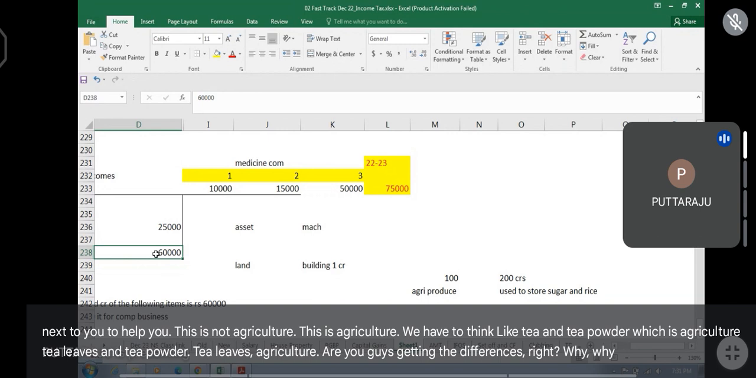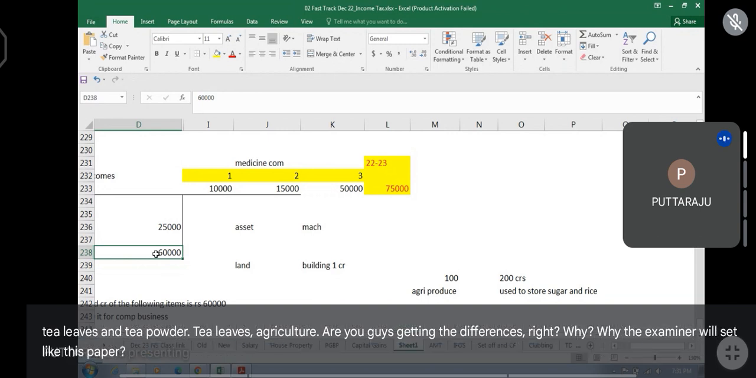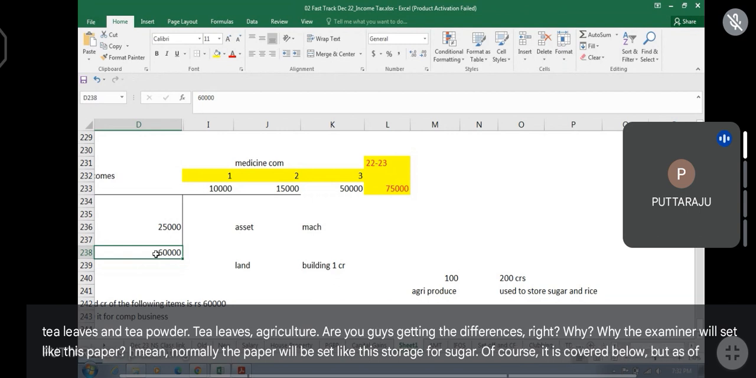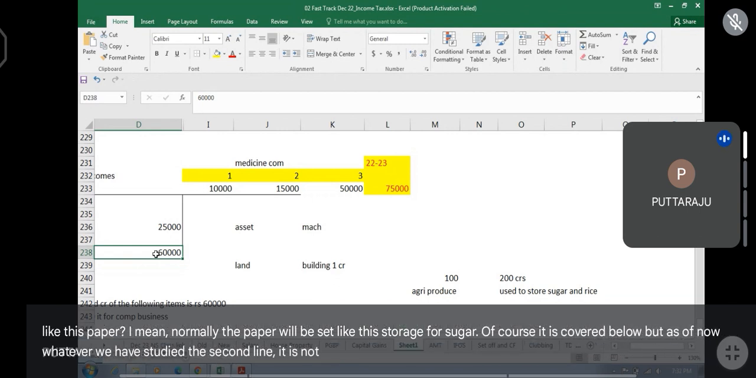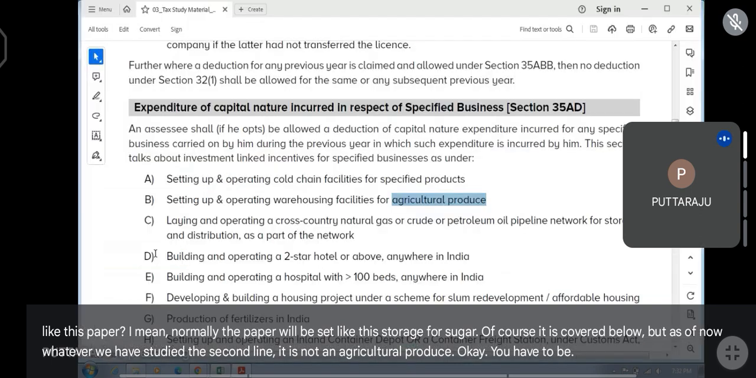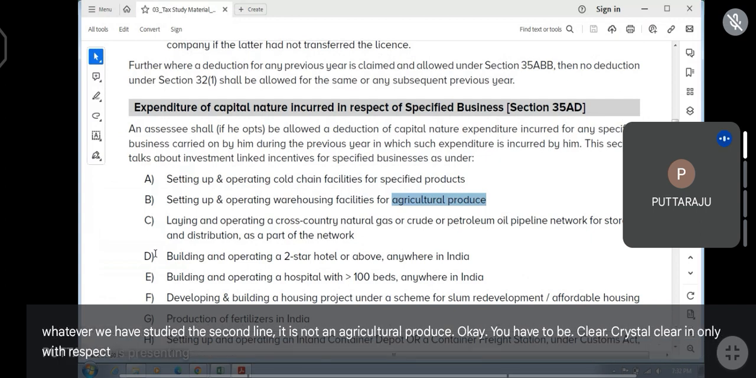Why will the examiner set the paper like this? Normally the paper will be set like this. Storage for sugar, of course, is covered below, but as of now, whatever we have studied in the second line is not an agricultural produce. You have to be crystal clear only with respect to 5 or 6. I'm not telling all these things. These two are very important.